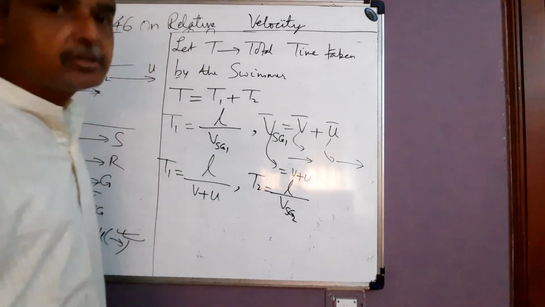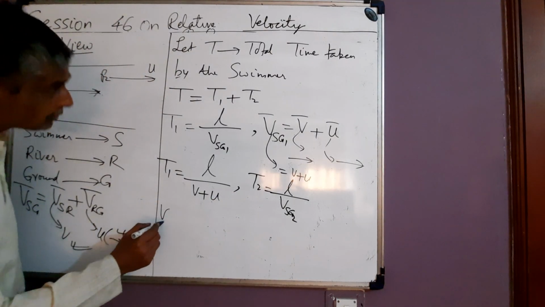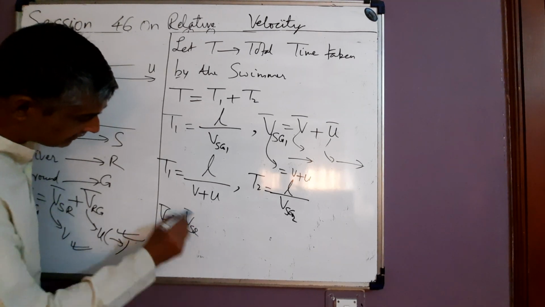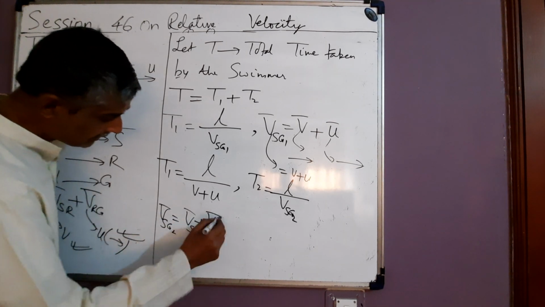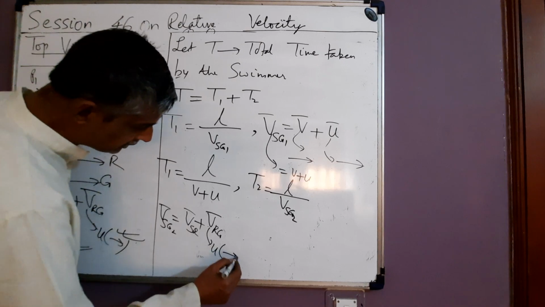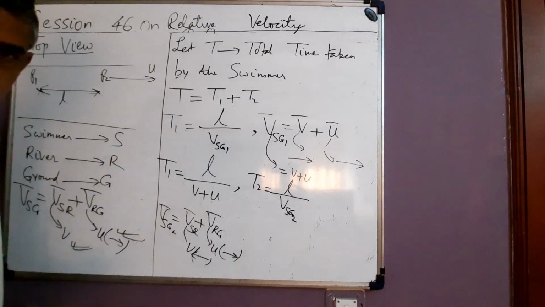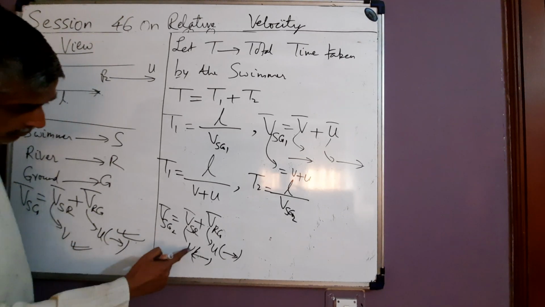The question is how to find VSG2. Again, write down the vector equation. VSG2 is equal to VSR plus VRG. Now VRG is again U eastward, and in this case VSR should be V westward, since only then the person will return. So VSG2 is simply the vector sum of these two.